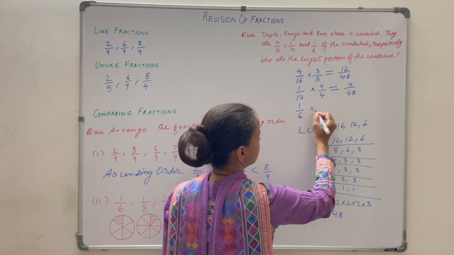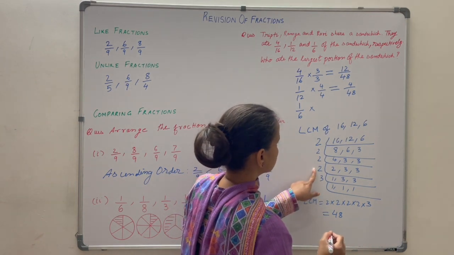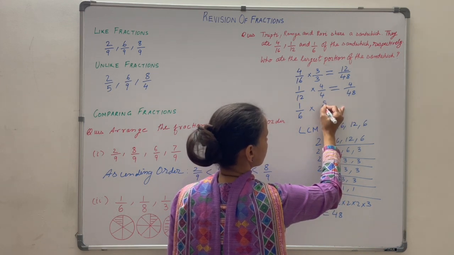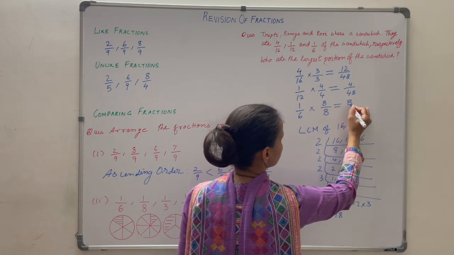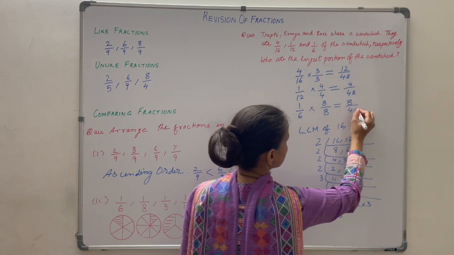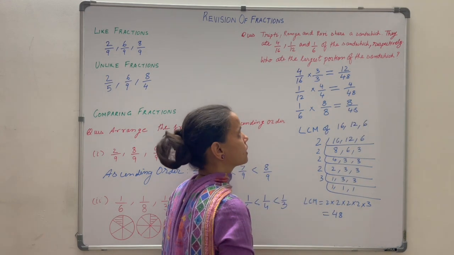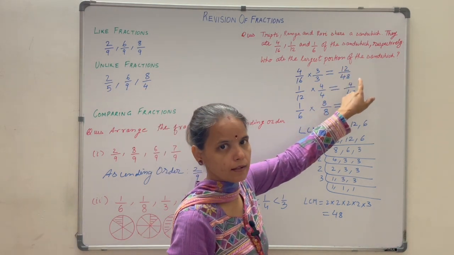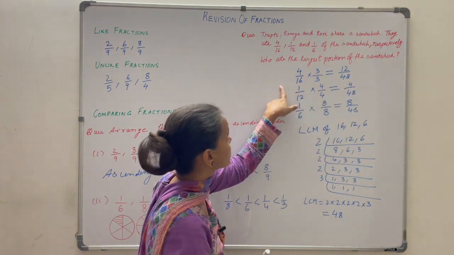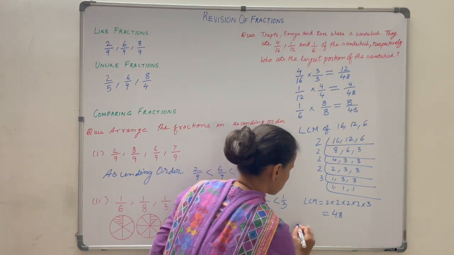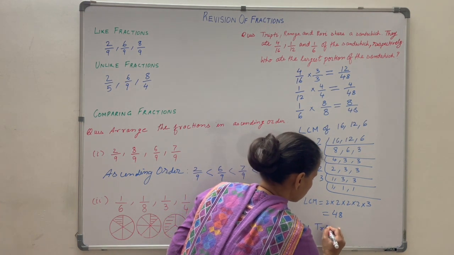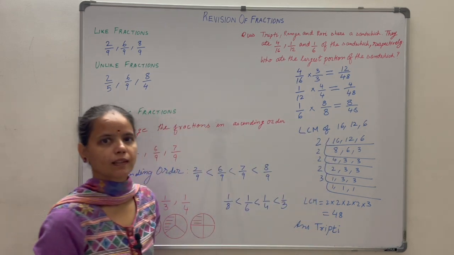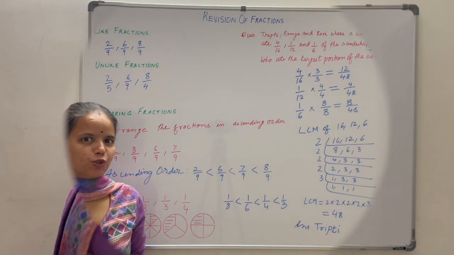Now here you have to multiply 6 by 8. So you have to multiply 6 by 8. Then the numerator also you have to multiply by 8. So what do you get here? 8 by 48. Now the denominators are same. They are like fractions. So which is the greatest number here in the numerator? 12. So whose share is it? Tripti's share. So the answer is Tripti ate the largest portion. So Tripti ate the largest portion.